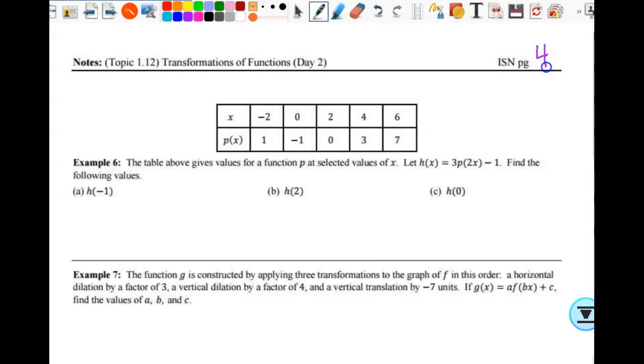This is going on page 49 when we're done. Okay, so like I said, continuing transformations, going to look at them from a table aspect today.